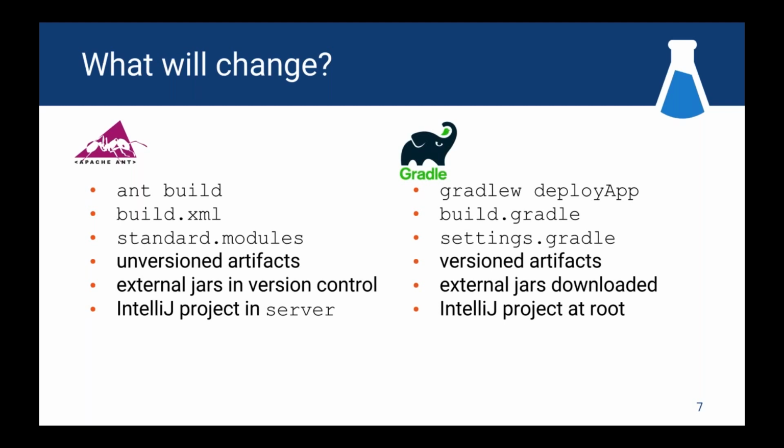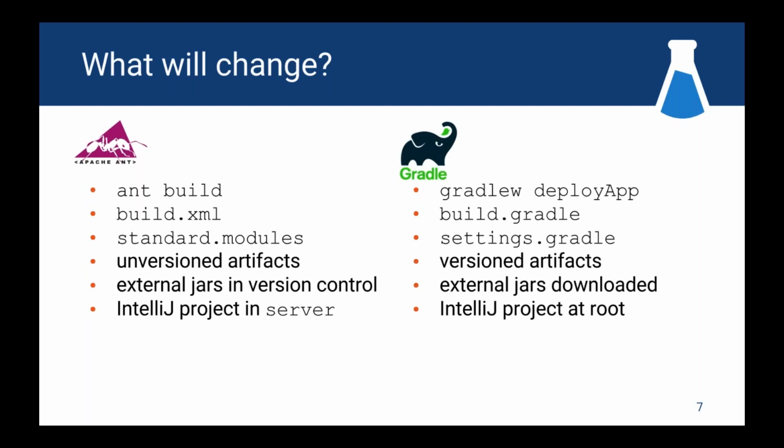So in Ant, we have various lib directories that have jar files. Some of them are versioned and some of them are not. In Gradle, everything is versioned, and the external dependencies are downloaded from the artifact repository, Artifactory.